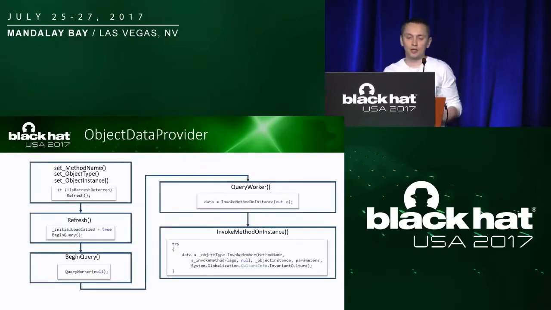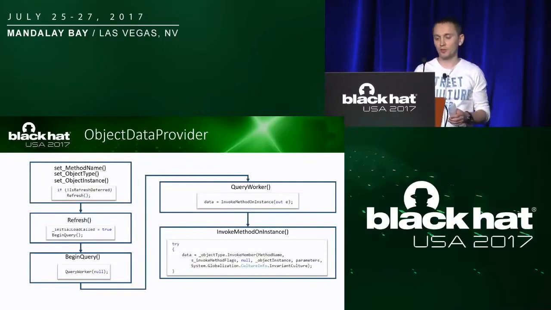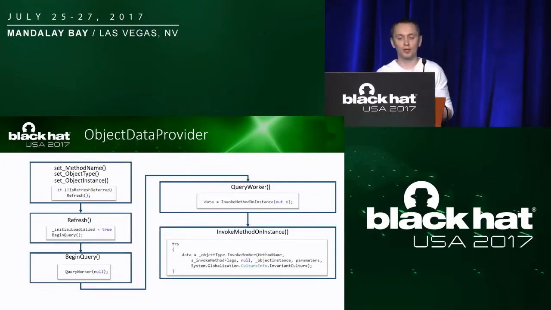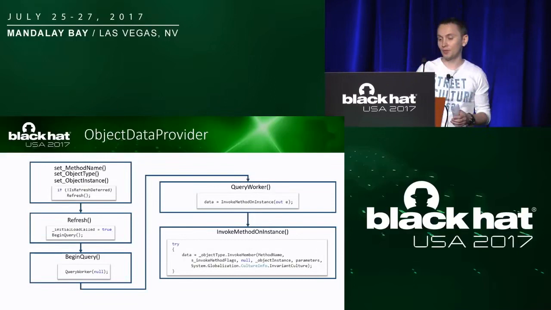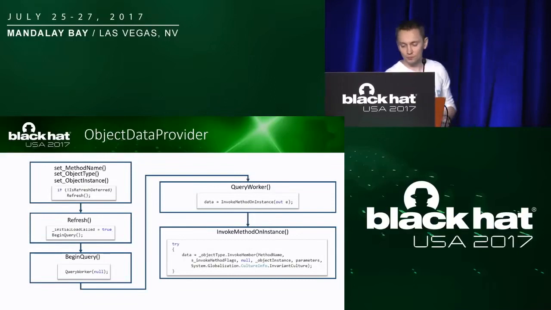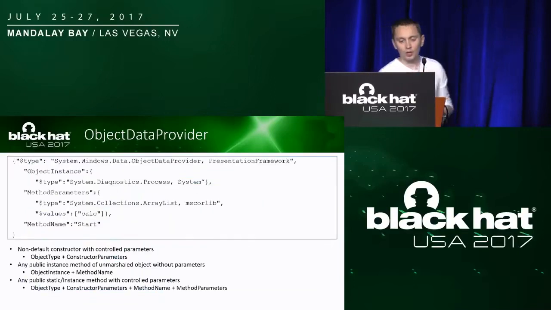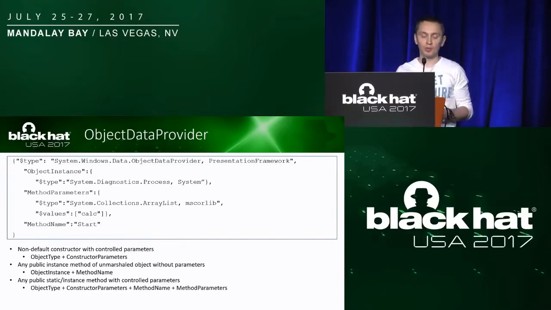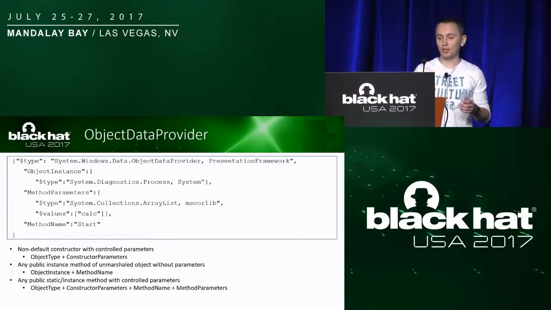So, this is a call diagram. The setter will call the Refresh method. The Refresh method will invoke BeginQuery. BeginQuery will call QueryWorker. And finally, in InvokeMethodOnInstance, we can see the line that will call our arbitrary method. Here we can see an example of a JSON payload that will pop up a calculator in the JSON.NET parser.